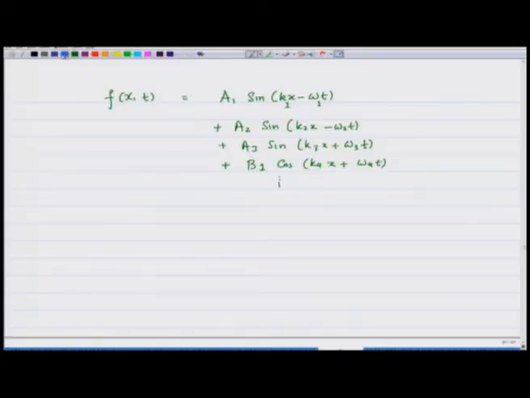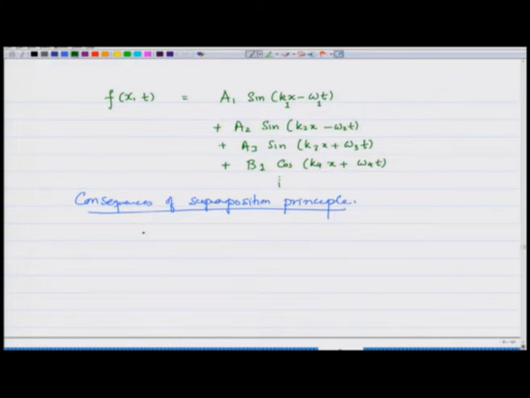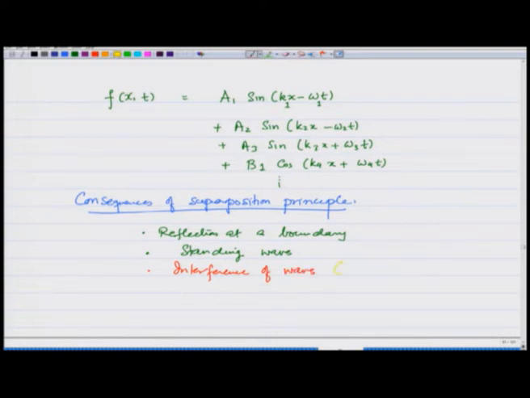So, let me just write them first. The consequences of the superposition principle, right. So, we are going to see reflection at a boundary, then we are going to see standing waves, and later in your 12th grade you are going to study interference of waves. Part of it we are going to do here, called the beat phenomena. So, let us take them one by one.